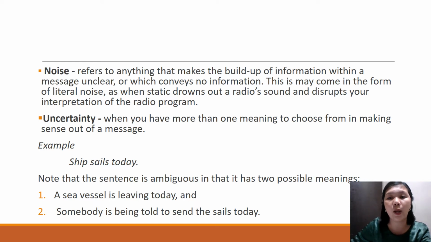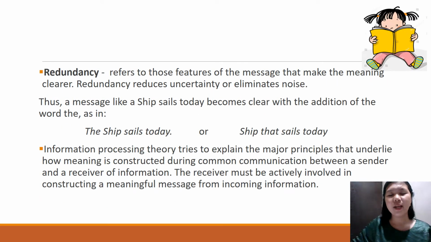For example, how will you interpret this sentence? Ship sails today. Note that the sentence is ambiguous in that it has two possible meanings. First, a sea vessel is leaving today. Two, somebody is being told to ship the sails today. The most important outcome of language is the reduction of uncertainty. How do you do this?